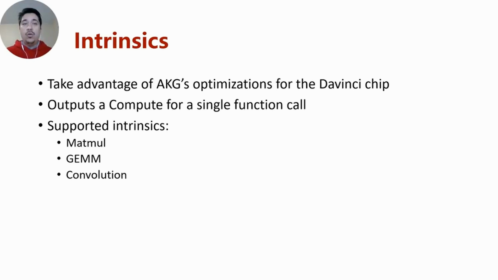Given the multi-core nature of the DaVinci chip, we also enable the user to indicate how many cores to build the kernel for. Also, the user can indicate auto as the number of cores, and AKG will build the kernel to be executed on the optimal number of cores depending on the target hardware.